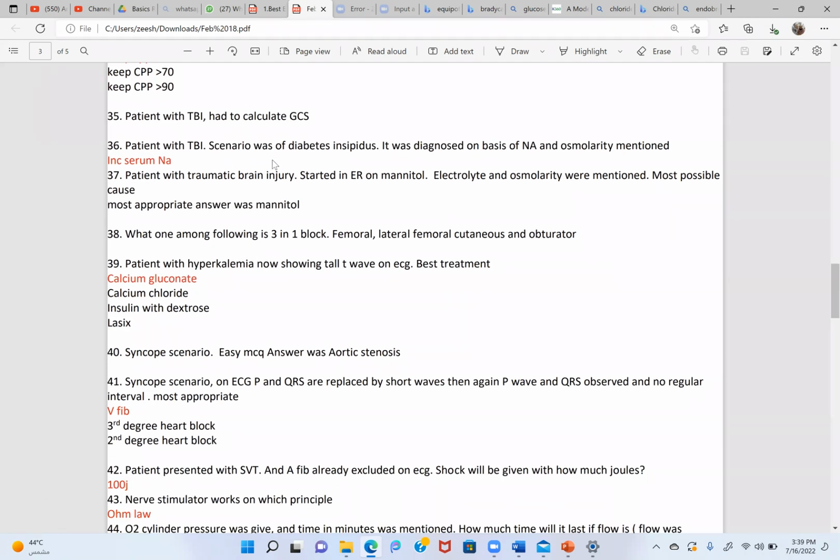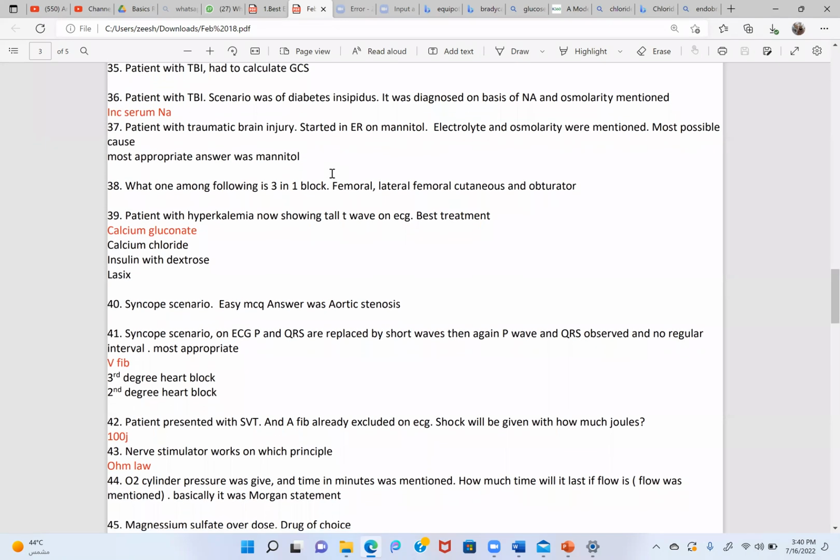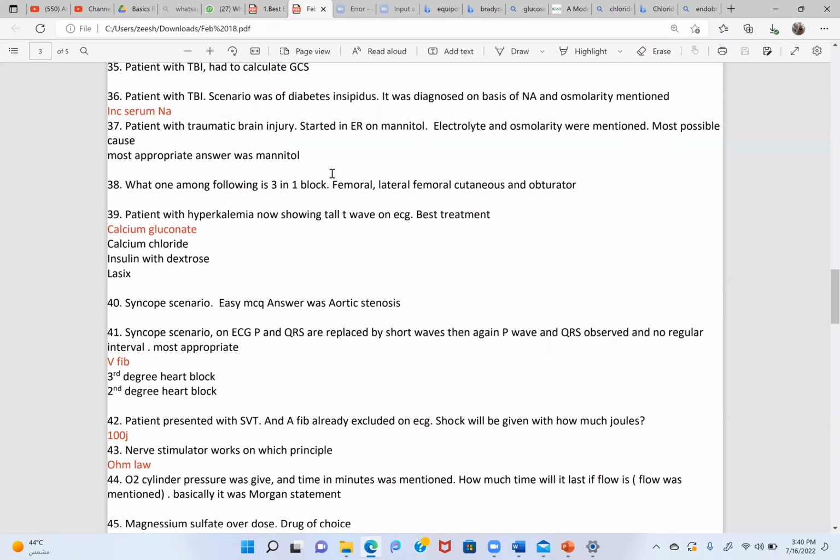Patient with traumatic brain injury, the scenario was of diabetes insipidus. It was diagnosed on the basis of sodium and osmolarity mentioned. So what happens in diabetes insipidus? Actually, there is too much free water loss, so sodium concentration is increased. So this may be the answer, but maybe the other things they can ask you about it is whether it is nephrogenic or central diabetes insipidus. Okay.